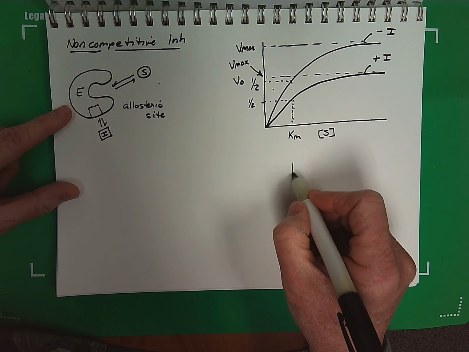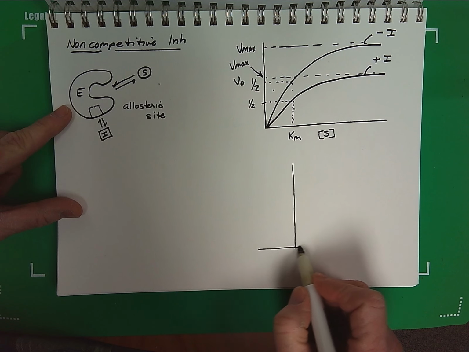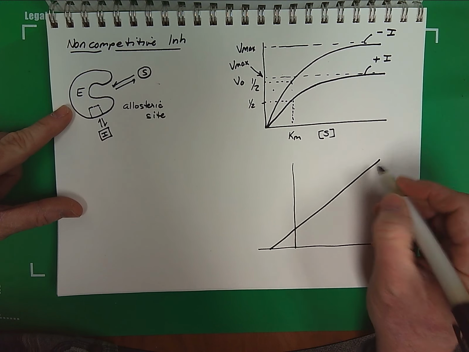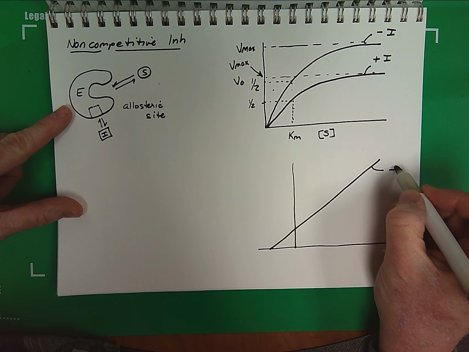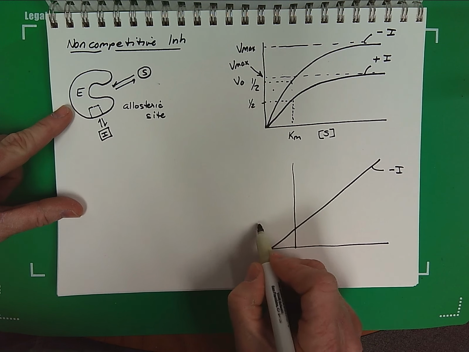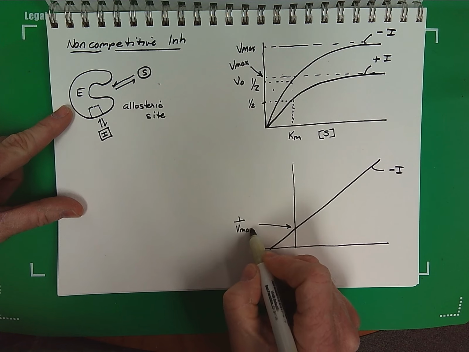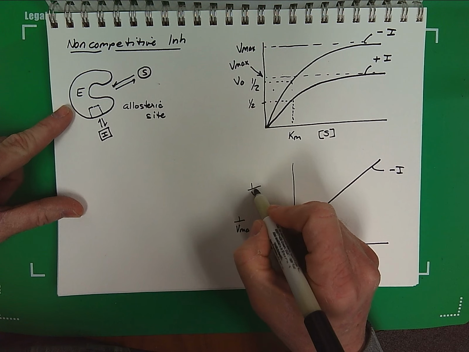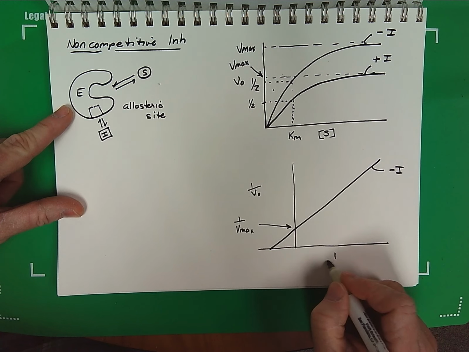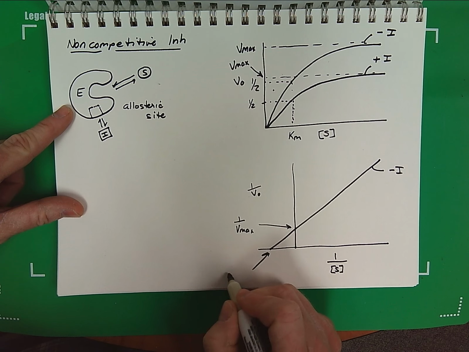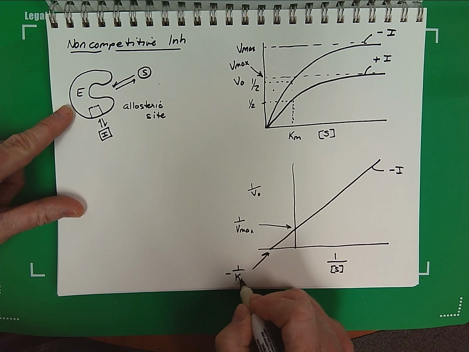let's draw our Lineweaver-Burk plot. This, of course, is minus inhibitor, our control. Here is our 1/Vmax. We're graphing, of course, 1/V0 versus 1/substrate concentration. Here is our negative 1/Km.